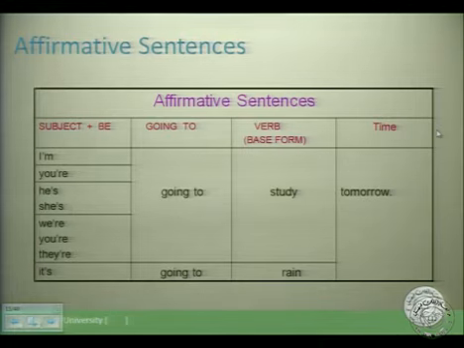So the affirmative sentence, affirmative means the normal sentence, not the negative sentence. So all of these you know them, that I takes am, you takes are, he takes is, she takes is, and so on. Then going to study and tomorrow. I don't want to explain this more, but if you need more explanation, just email me or phone me, or on the live session, in the live lectures, just ask me to elaborate.